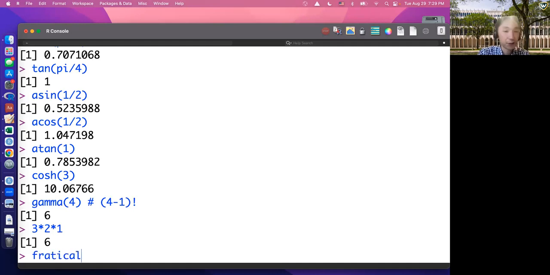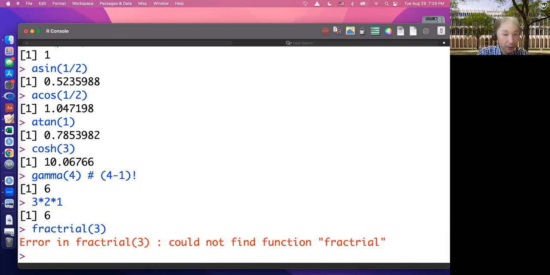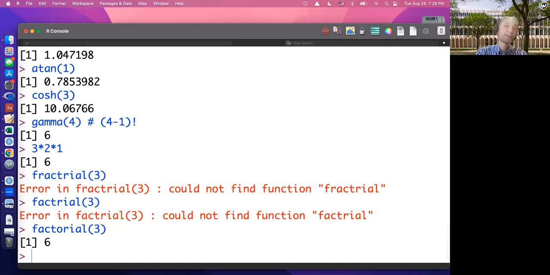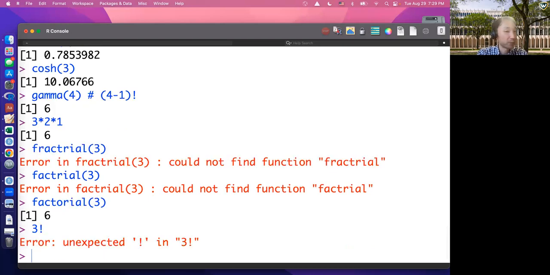But these days, actually, we have a factorial function in R. So factorial of 3 is, okay, 6. And this exclamation symbol does not work in R.